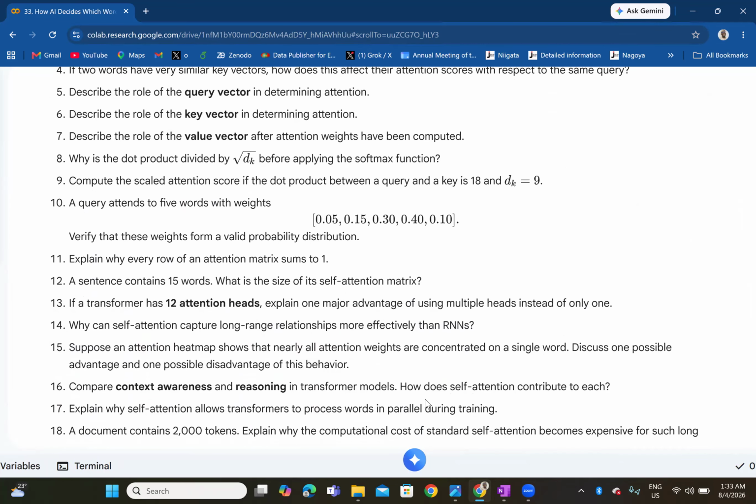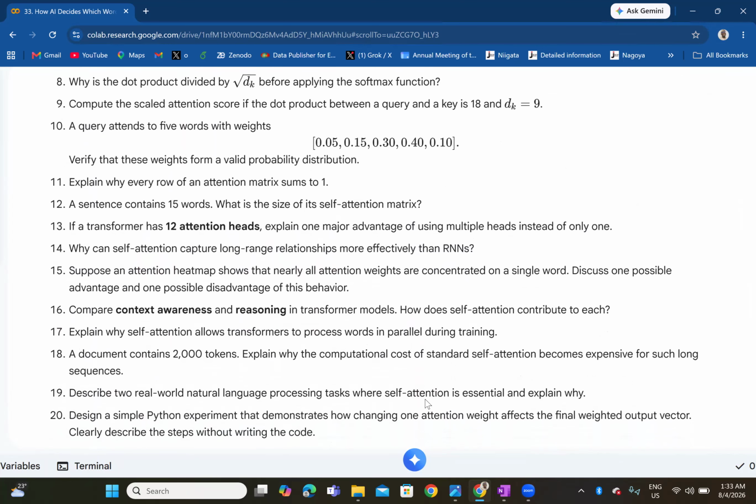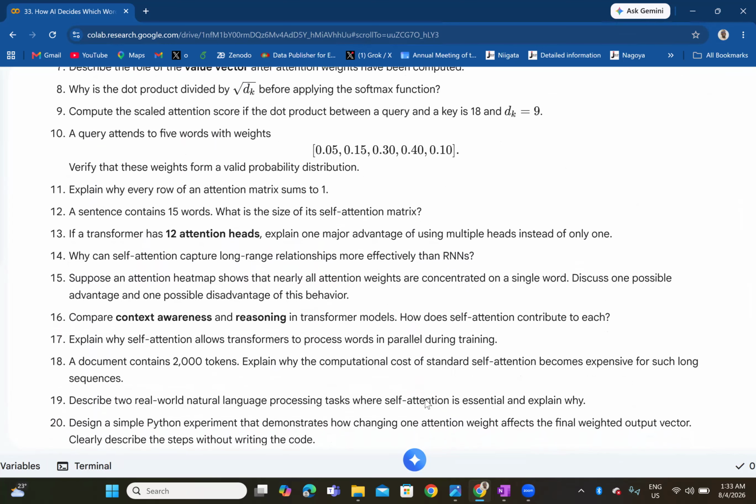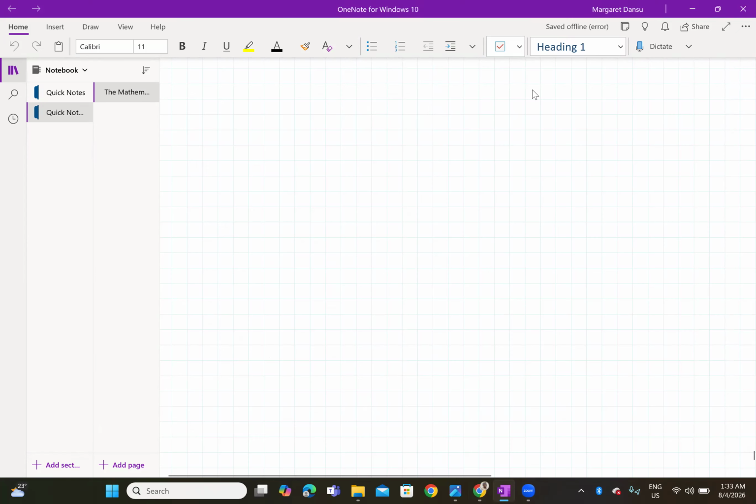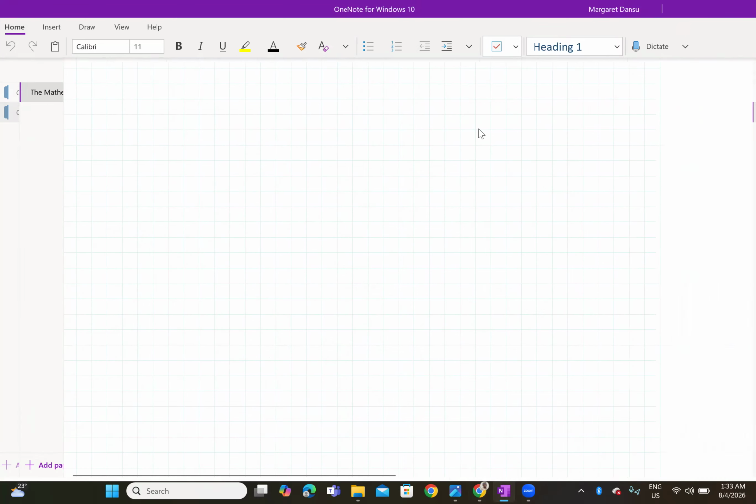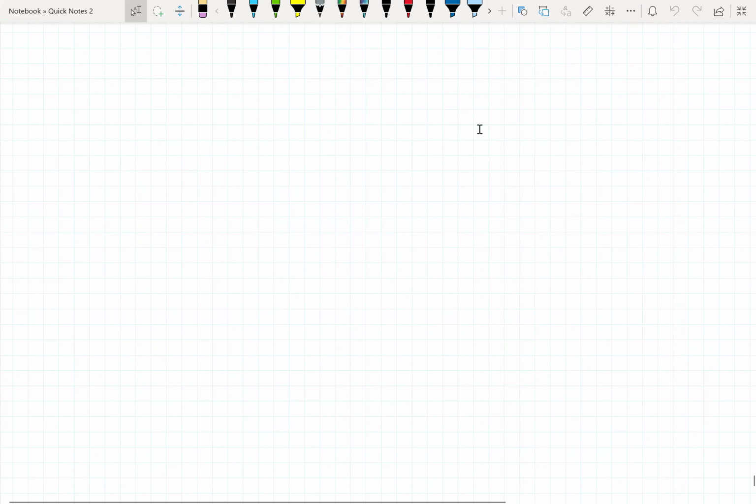So you have seen up to 12 there. Then from here, you can now see the rest. So let's go on and deal with these questions as we get going. So let's start with problem 9.